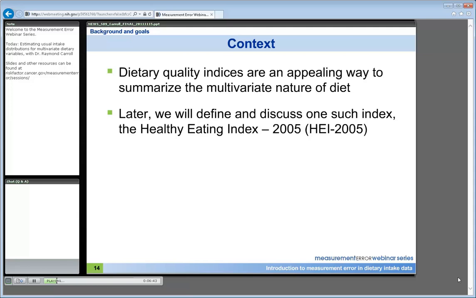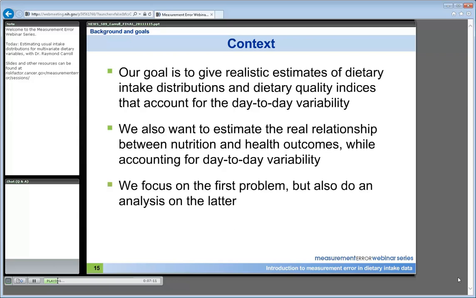Okay. And the context we're dealing with is about dietary quality indices, which is an appealing way to summarize the multivariate nature of diet. I'm going to define and discuss just one such index, the one we've been working with, the Healthy Eating Index 2005, or HEI 2005. And I'll try to be careful because there are other HEIs floating around, so I'll emphasize the 2005 HEI.